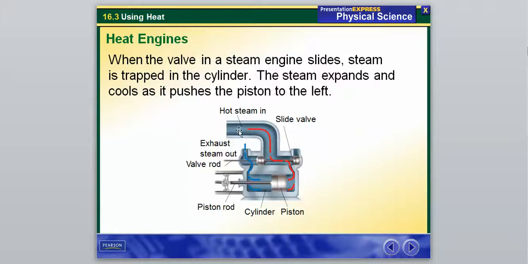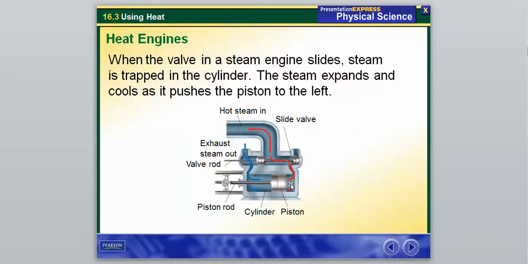So the hot air comes in, because the fuel is burnt outside since it's an external combustion engine. As the fuel is burned, steam comes in. Steam goes through because originally this valve is all the way over here, so it's letting the steam come in. And then the valve slides over and traps the steam in here.